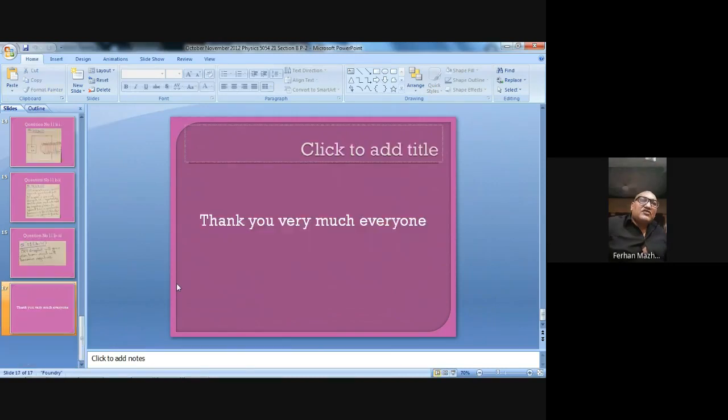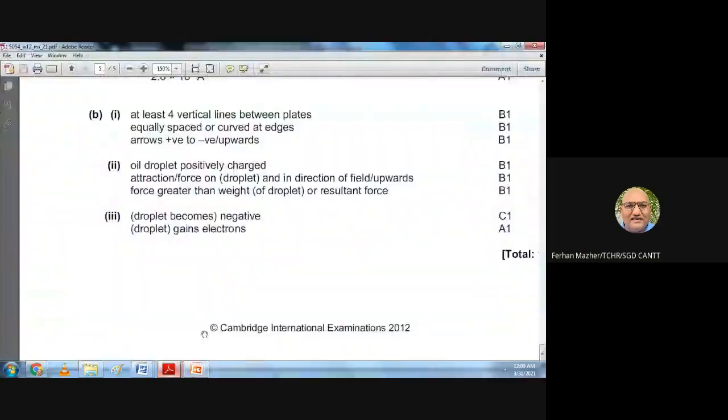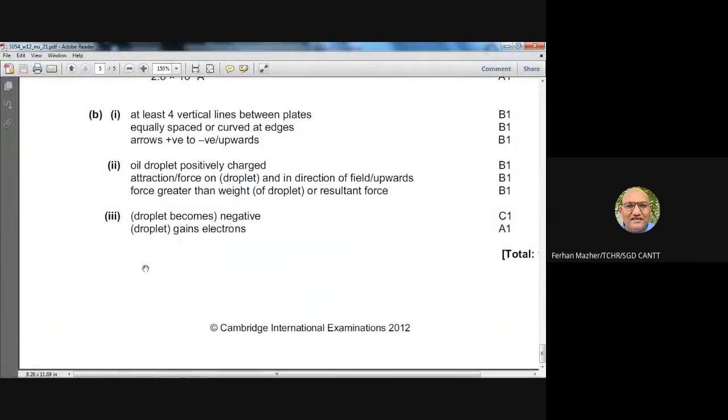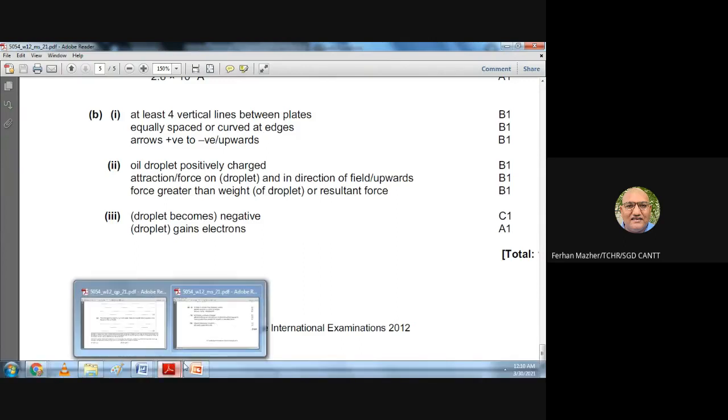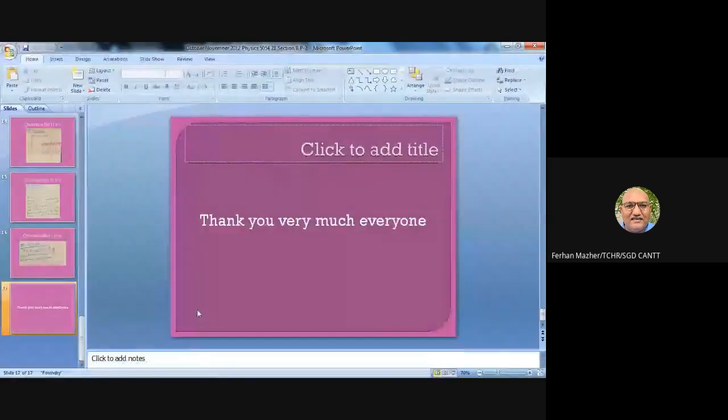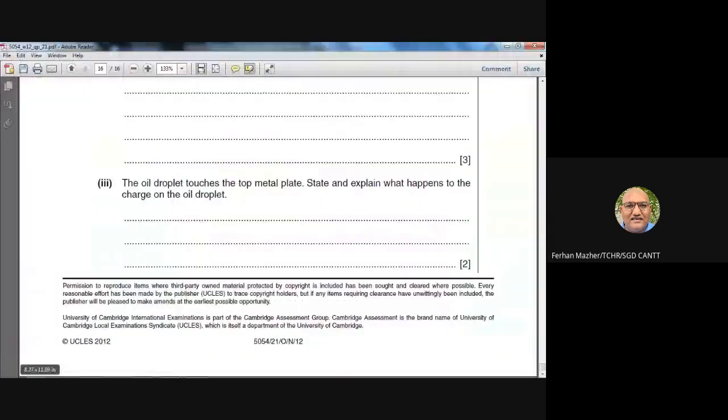So by this question, we have reached the end of the paper. Let me check the marking scheme. The droplet will become negative, droplet gains electrons. So when it touches that top plate which was negative, it will become negative also. So, my dear students, by this question, I think we have reached the end of the paper.